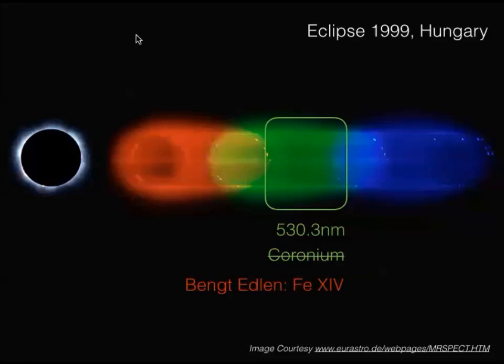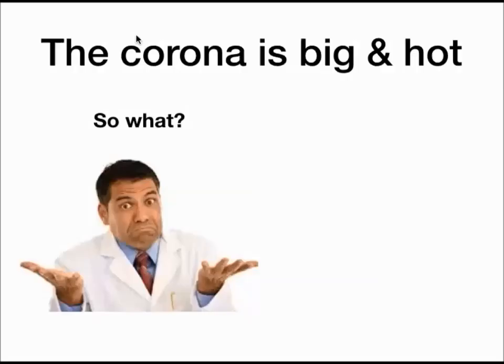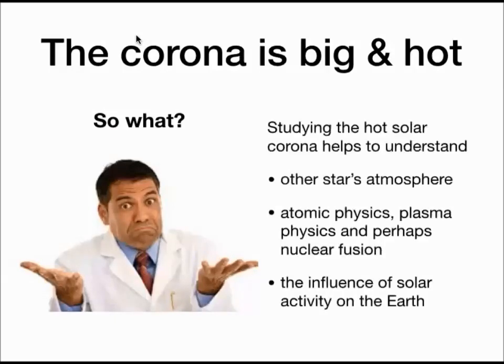So to me that is all very interesting. I can connect it to physics. The corona is big and hot and interesting, but actually, why would we care about this? I collected three answers to that, and the first one is that the sun is a star, but it's the only star where you can spatially resolve the atmosphere. It's the only star that you can actually see in some detail. So what we learn about the sun can be applied to other atmospheres of other stars.